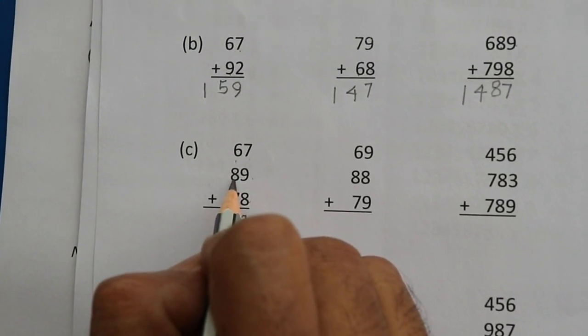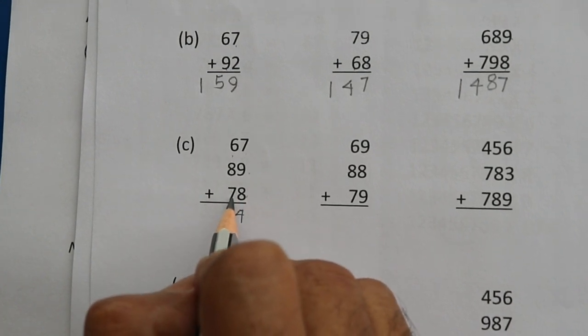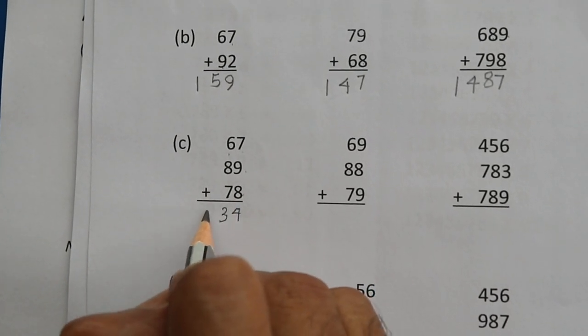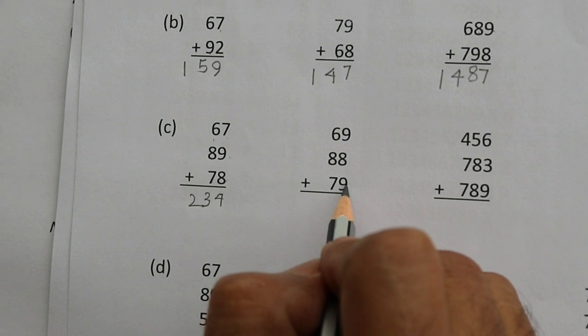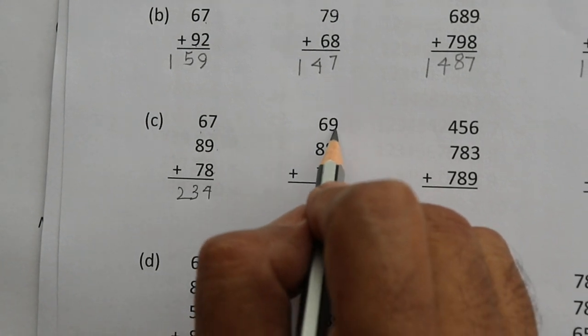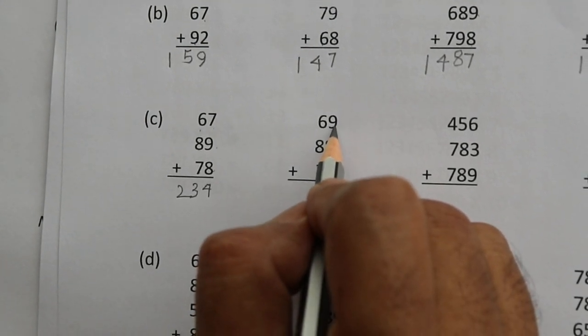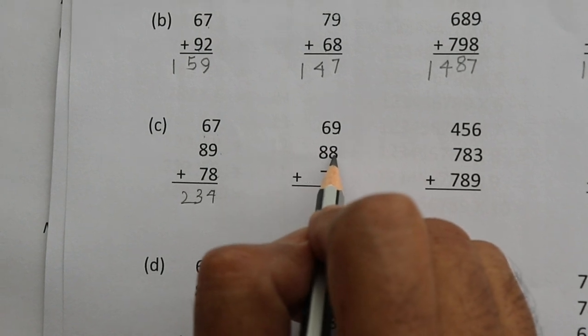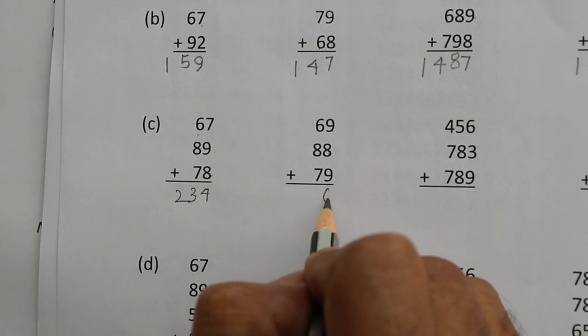Algebraic sum minus 4. 7 minus 4, 3. Carry over 2. Plus 9 minus 1. Plus 9 minus 1. Algebraic sum minus 2. 8 minus 2, 6. Carry over 2.